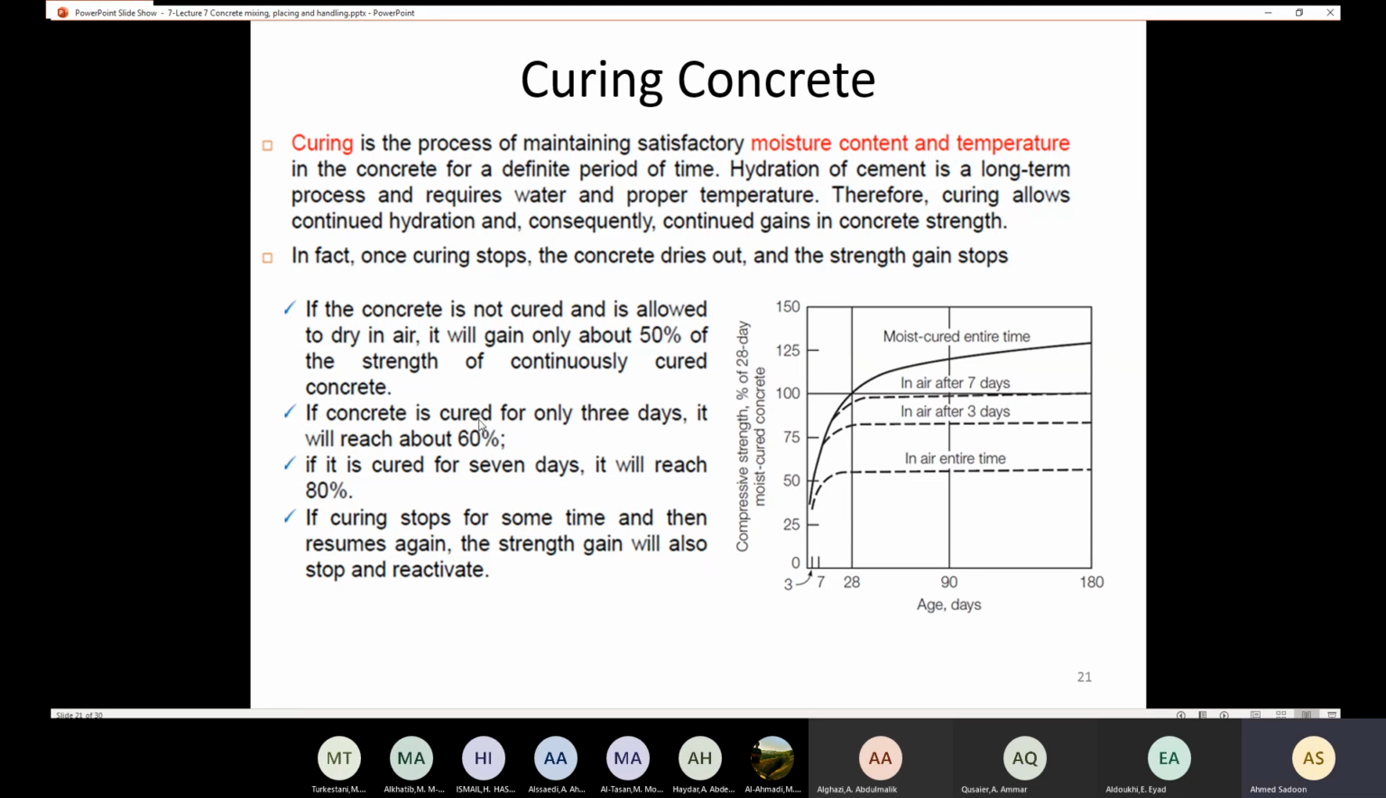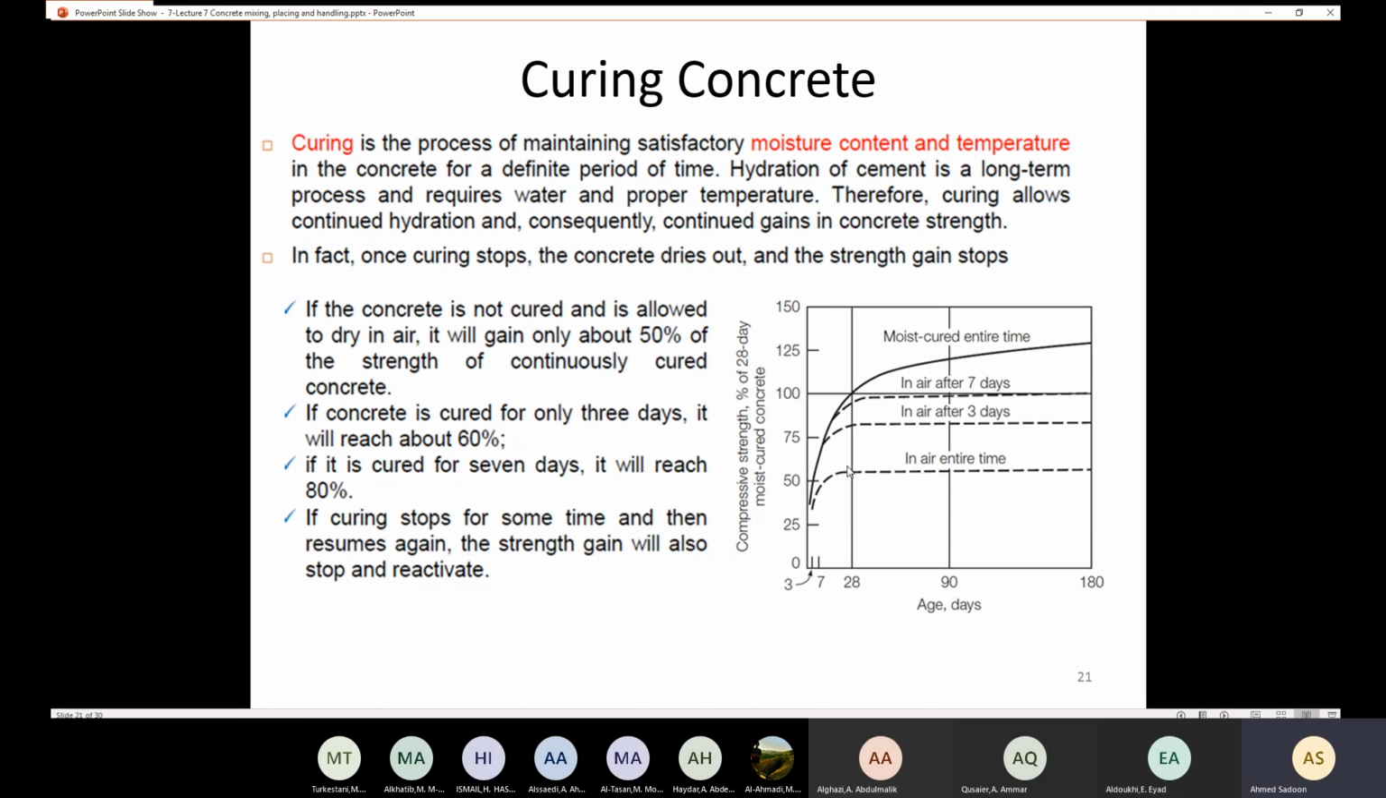Also, if the concrete is cured for only 3 days, it will reach about 60% of the ultimate strength. And if you cure the concrete for 7 days, it can reach about 80% of the ultimate strength. So you can see the difference here.